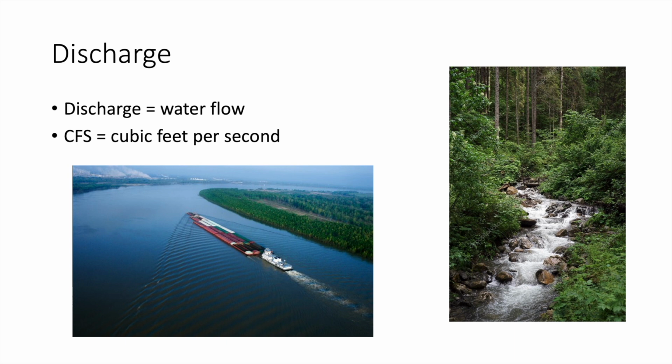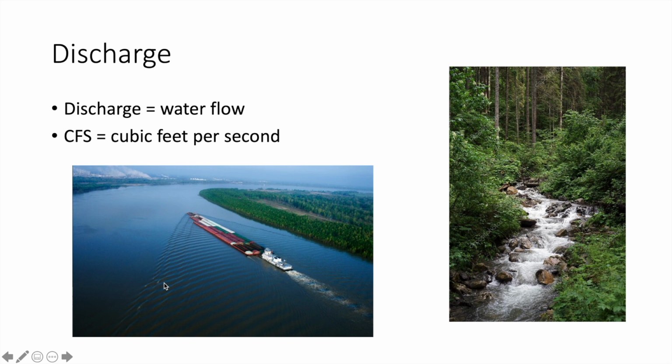So discharge and flow rate are the same thing. What we're talking about here is what quantity of water is moving downstream and how fast. Discharge is going to tell us information about our stream. Does it look like this, where it's tiny, maybe a 10 CFS river, or does it look giant like this, a lot of quantity of water moving downstream?